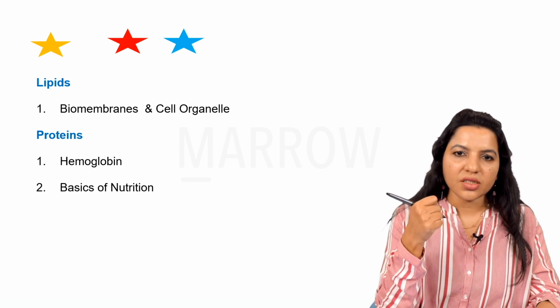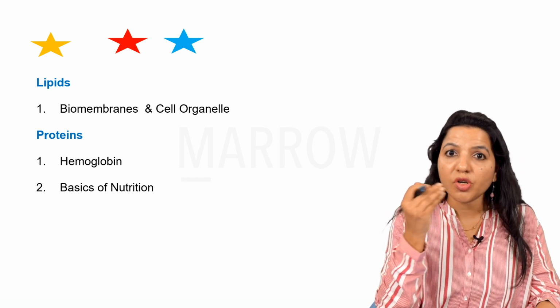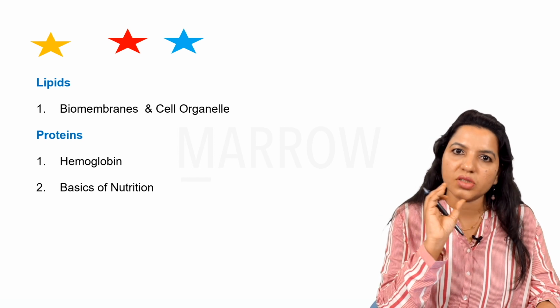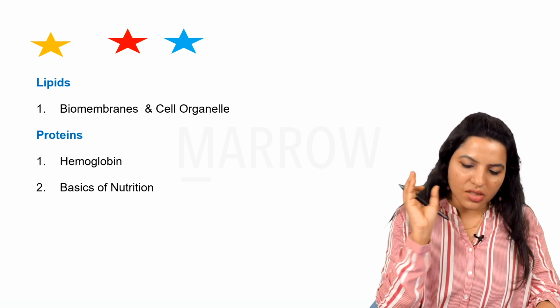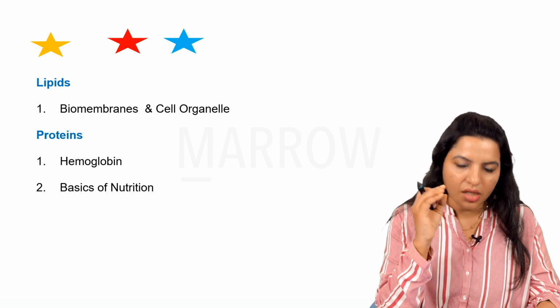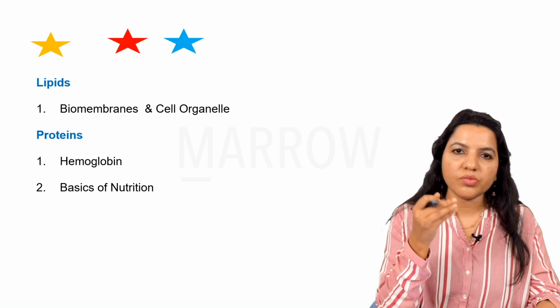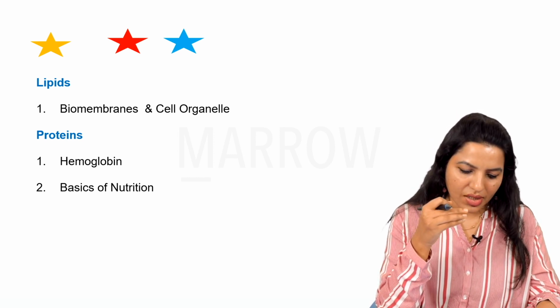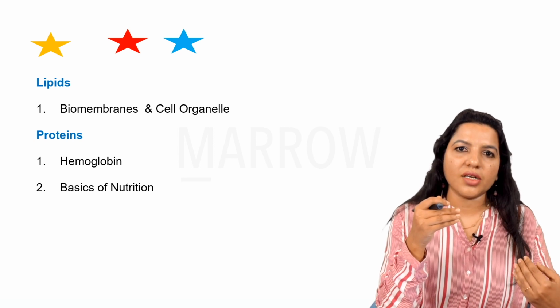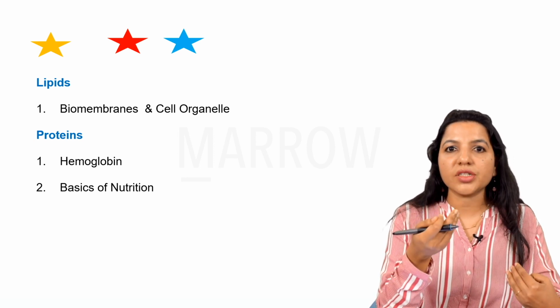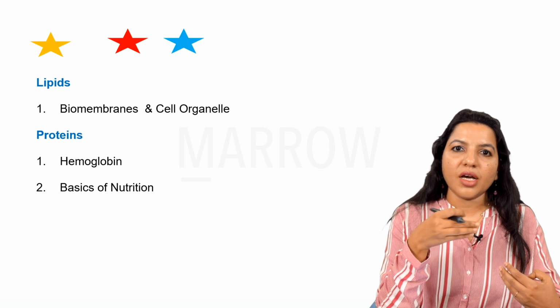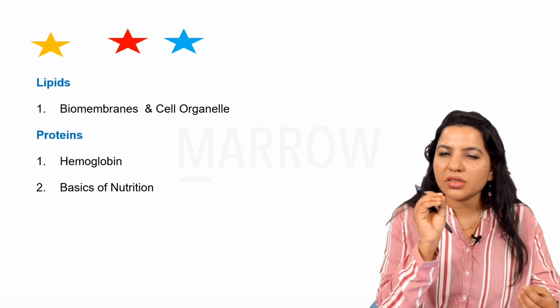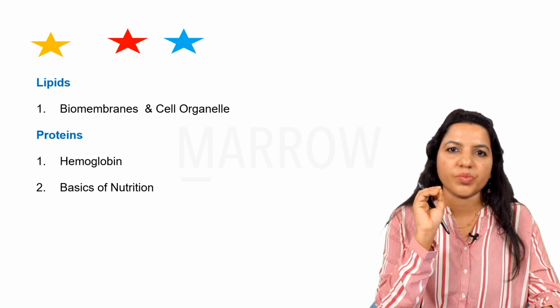Then in the proteins part, hemoglobin, abnormal hemoglobin, etc. also, you just need an overall idea. Basics of nutrition also, you can see that. Like the respiratory quotient is given there. Then amino acid score, biological value, they are all 3-star topics only.